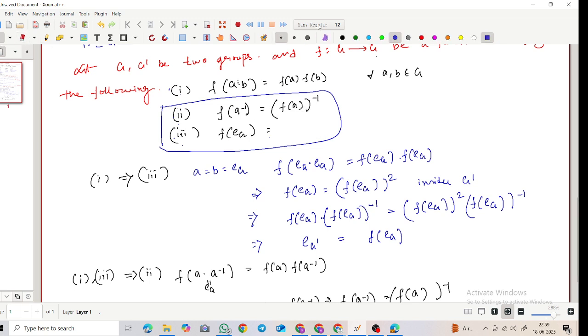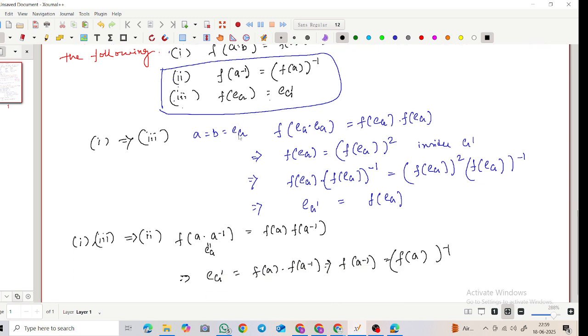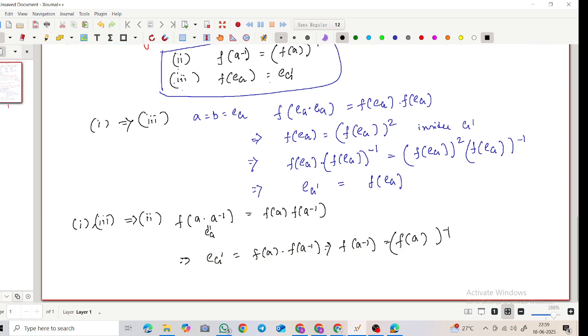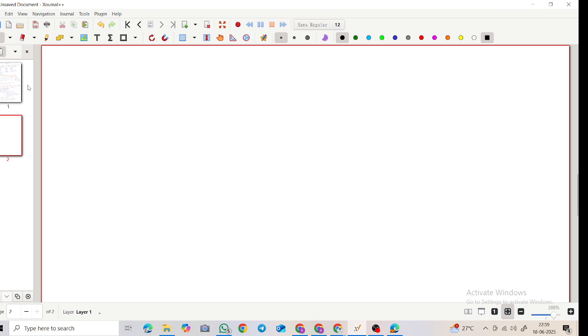No, this is a typo. I mean, identity of the domain should be sent to identity of the codomain. That's it. Okay. Now that we have defined it, let's go to some examples.